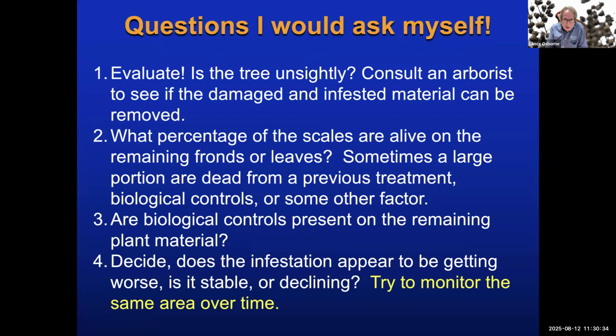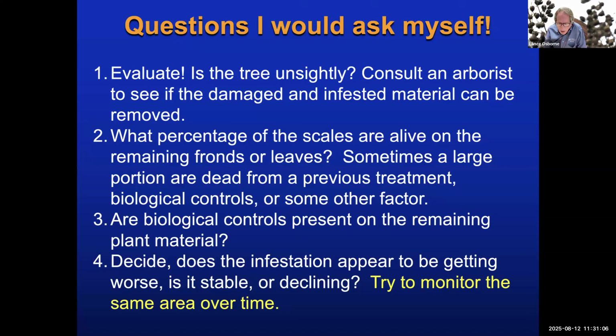So basically, what questions would I ask myself when trying to put together a program for managing this particular scale insect? Okay, the first thing is just to evaluate the tree, see if it's unsightly, if it's something that has to be taken care of. Consult an arborist to see if the damaged and infested material can be removed, or whether this is something that needs an immediate response. What percentage of the scales are alive on the remaining fronds or leaves?